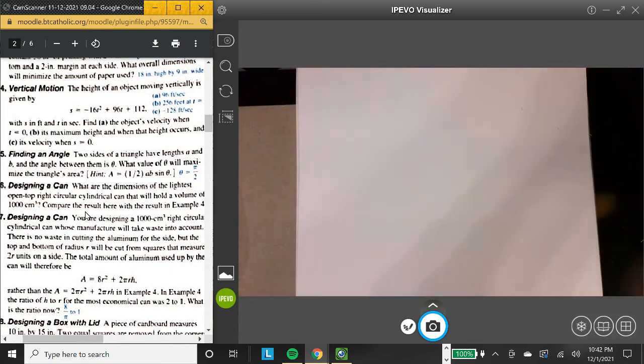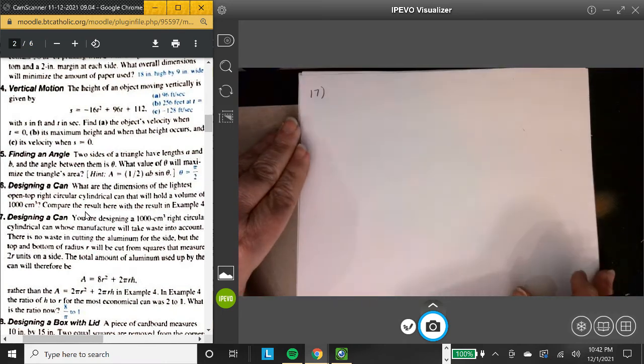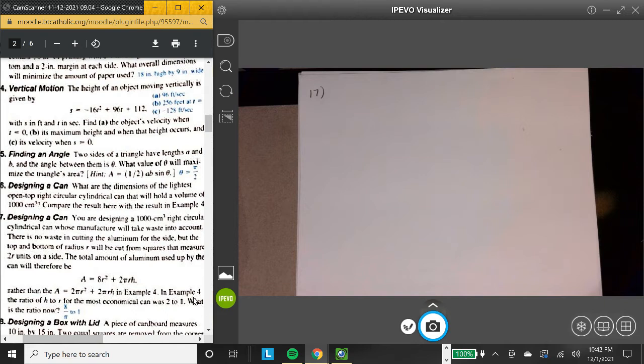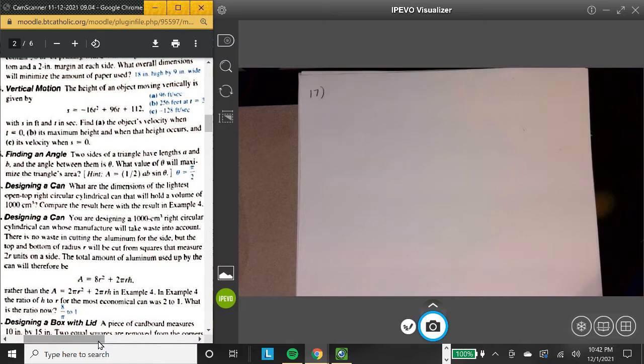17. We're designing the same kind of can, a right circular cylinder, whose manufacturer will take waste into account. Is it closed? It doesn't say if it's closed or open. You are designing a 1,000 cubic centimeter right circular cylindrical can whose manufacturer will take waste into account. There is no waste in cutting the aluminum for the side, but the top and the bottom of radius R will be cut from squares that measure 2R units on each side.